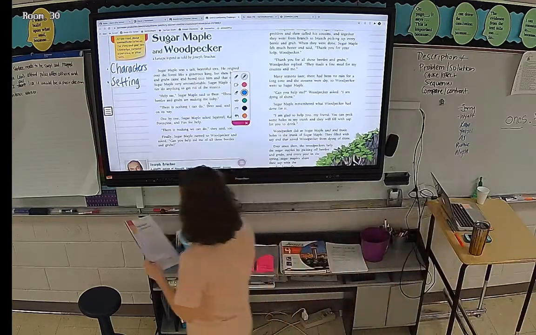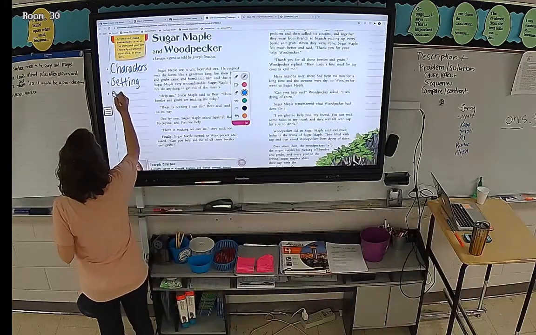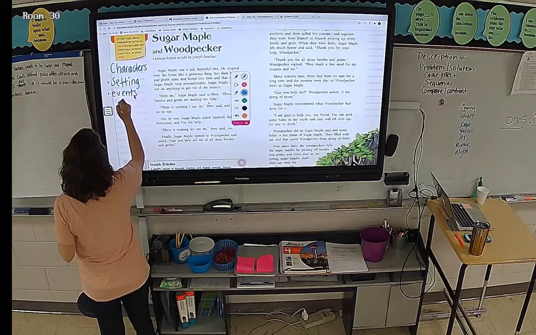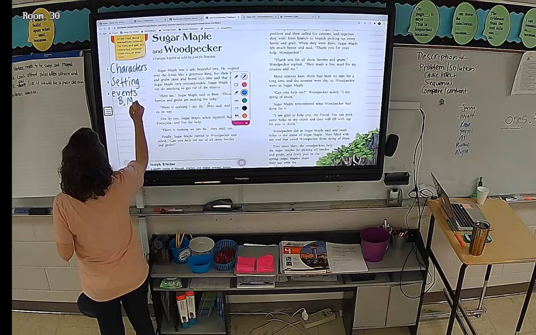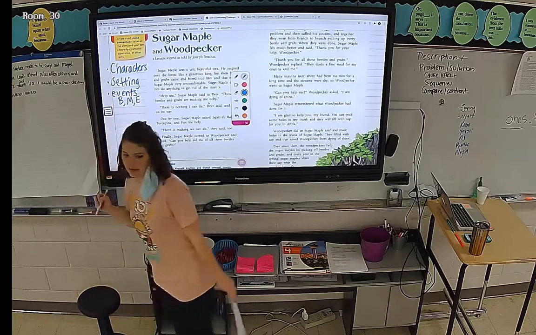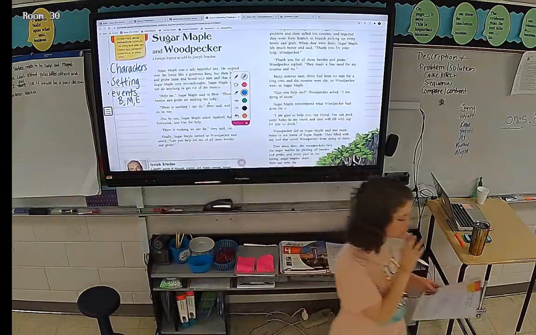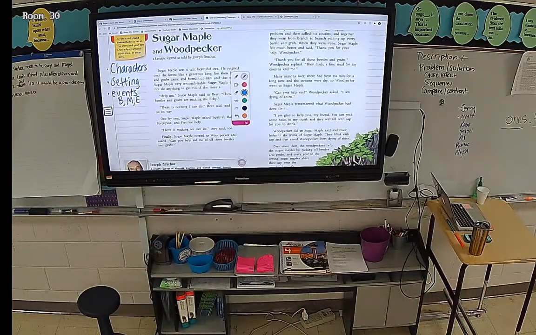The last thing that we're going to talk about today are the events. So what actually is happening? What happens in the beginning, what happens in the middle, and what happens in the end. Those are the 3 things we're talking about. So you guys first are going to get with a partner to read the text. We read it yesterday. You're going to read the whole thing one more time. Then we're going to come back together to talk about the characters, the setting, and the events. Does everybody know what we're doing?